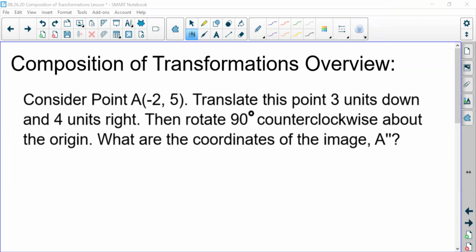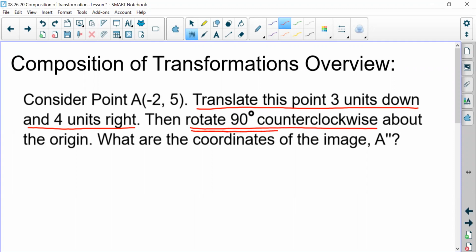consider point A at (-2, 5). The first thing we want to do is translate this point 3 units down and 4 units right. Then we want to rotate this 90 degrees counterclockwise. We want to end up at the new image A prime prime. When it comes to a composition of transformations, take it one step at a time. Let's start with the translation.